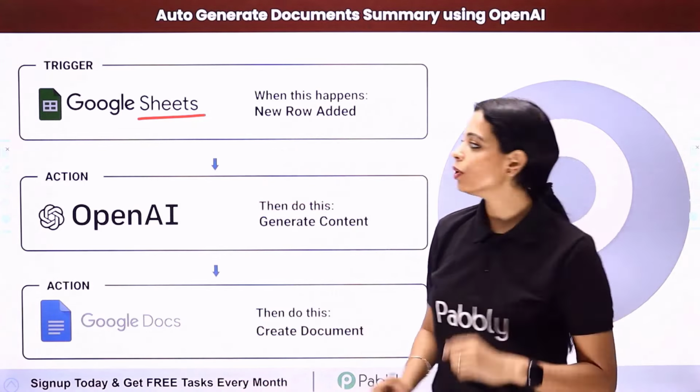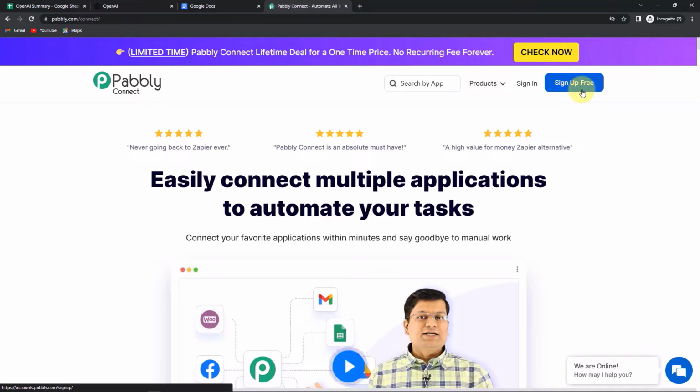To begin with the video, we are first going to type the URL pabbly.com/connect, and as we do that, it will take us to the landing page of this software. Now here on the right hand side, you can see two options, sign in and sign up for free. Sign in if you already are a user and just sign up if you do not have an account with us. It won't take more than 2 minutes. Remember that at the time of account creation, you will get 100 free tasks.